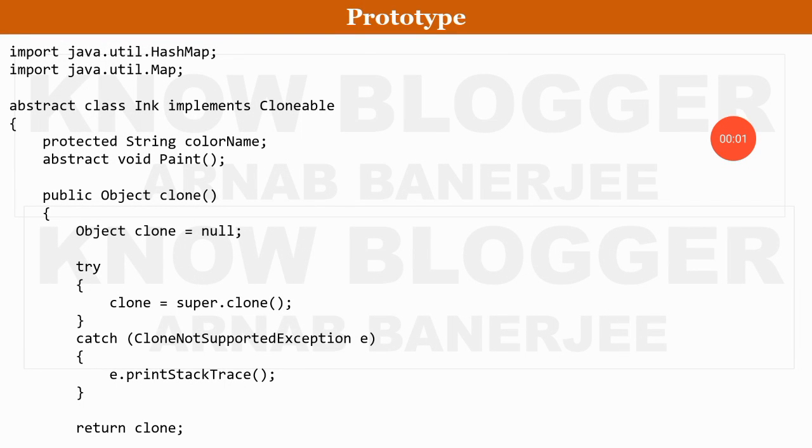Now we can see the code here. First we are defining our abstract class, Ink, and it is implementing the Cloneable interface, and we have two members: one is colorName and another is paint. Paint is the method, colorName is the string. The two members are available and we are defining the clone method because we are implementing the Cloneable interface here. So that is all about the abstract class.